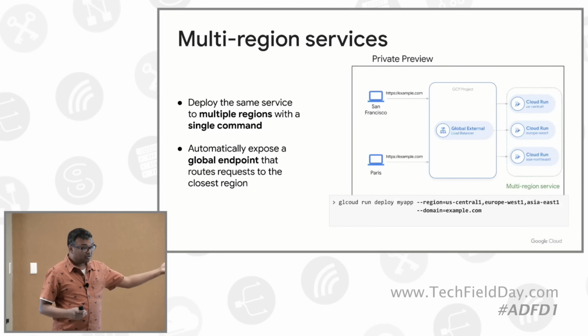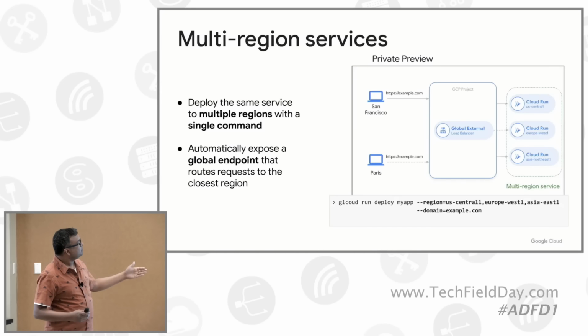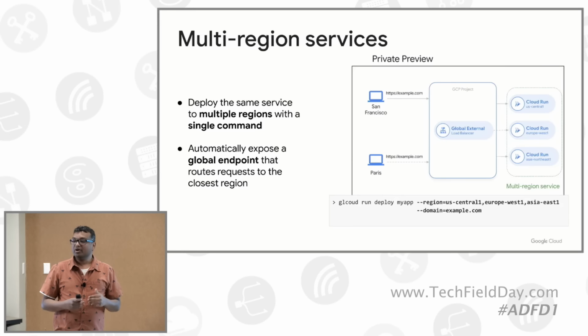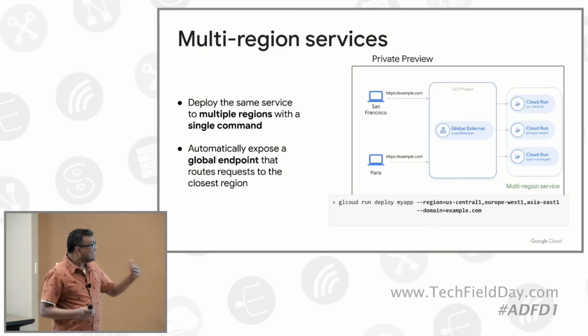And if you provide a domain, we'll automatically set up a global endpoint for that domain so that when traffic gets to that global endpoint, it will get routed to the nearest Cloud Run region. And that provides you with a multi-region service with location-based routing with a single command.